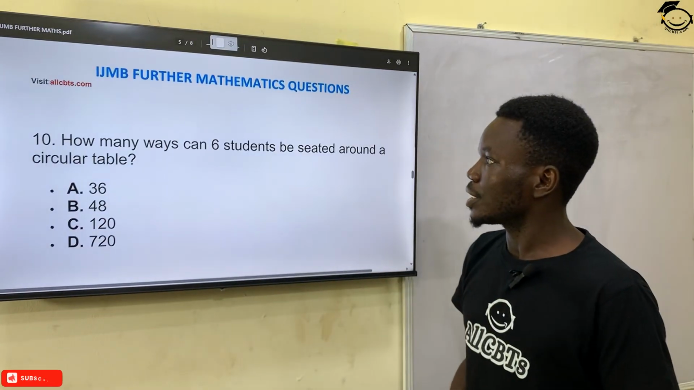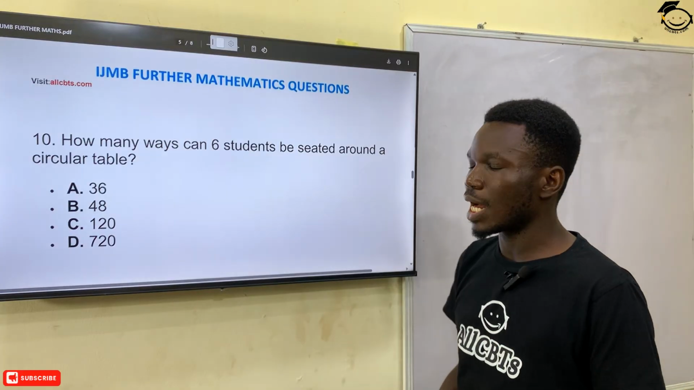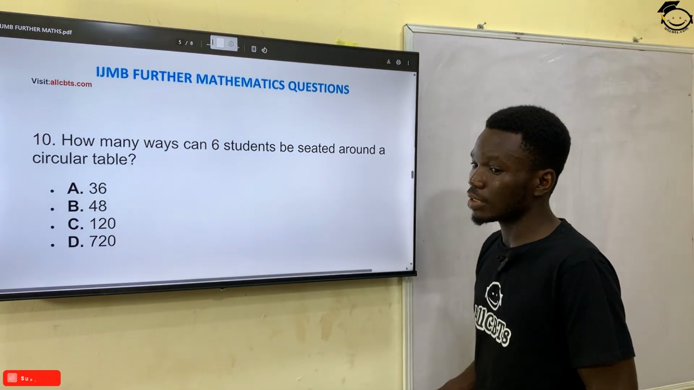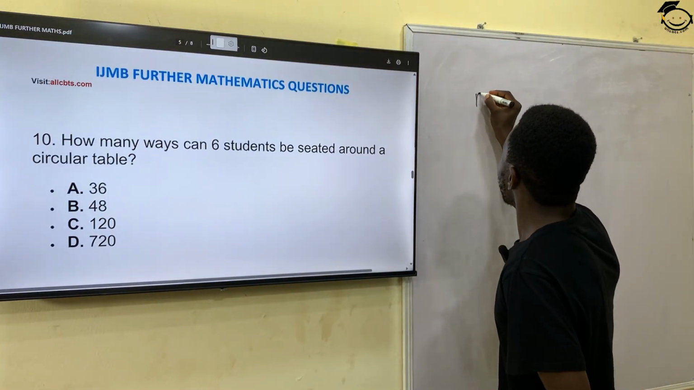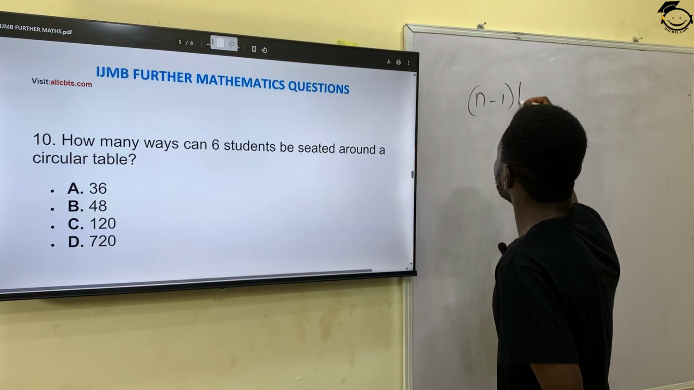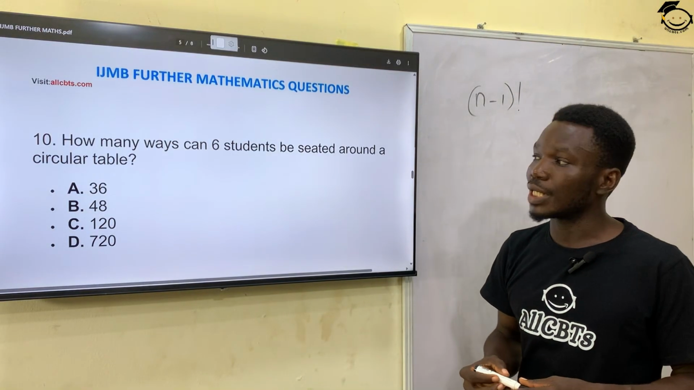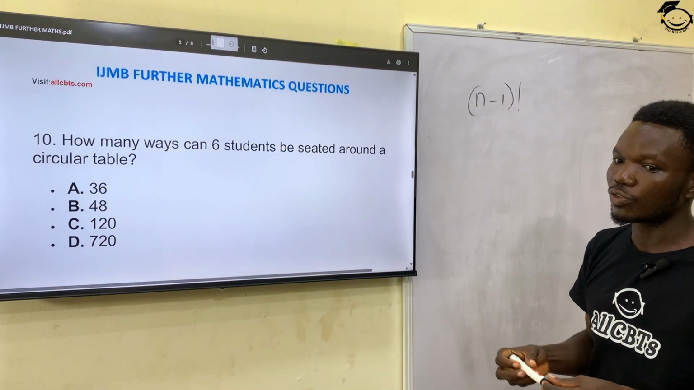So question number 10 says, how many ways can 6 students be seated around a circular table? If we want to find the number of ways that 6 students will be seated around a circular table, the formula is n minus 1 factorial. Why is it n minus 1 factorial? Because one of the students will be used as a starting point. So that student will not be moved around.